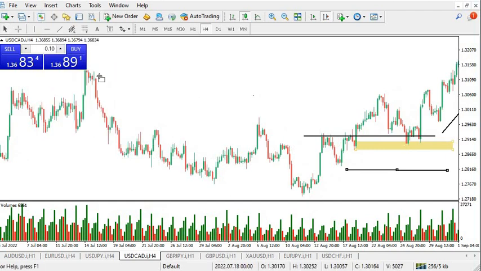So again, it was an easy 1:2, 1:3 risk to reward trade for us.